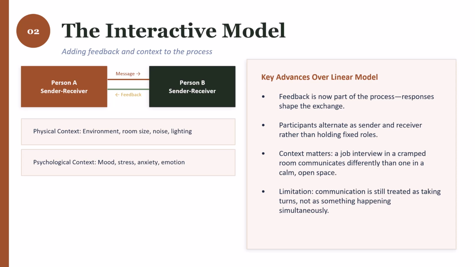That's where the interactive model comes in. The interactive model recognizes that communication flows in both directions. Participants alternate between the roles of sender and receiver, and critically, feedback is part of the process. When your instructor responds to a question you asked in class, that response is feedback. When your roommate shrugs in answer to your question, that's feedback too.